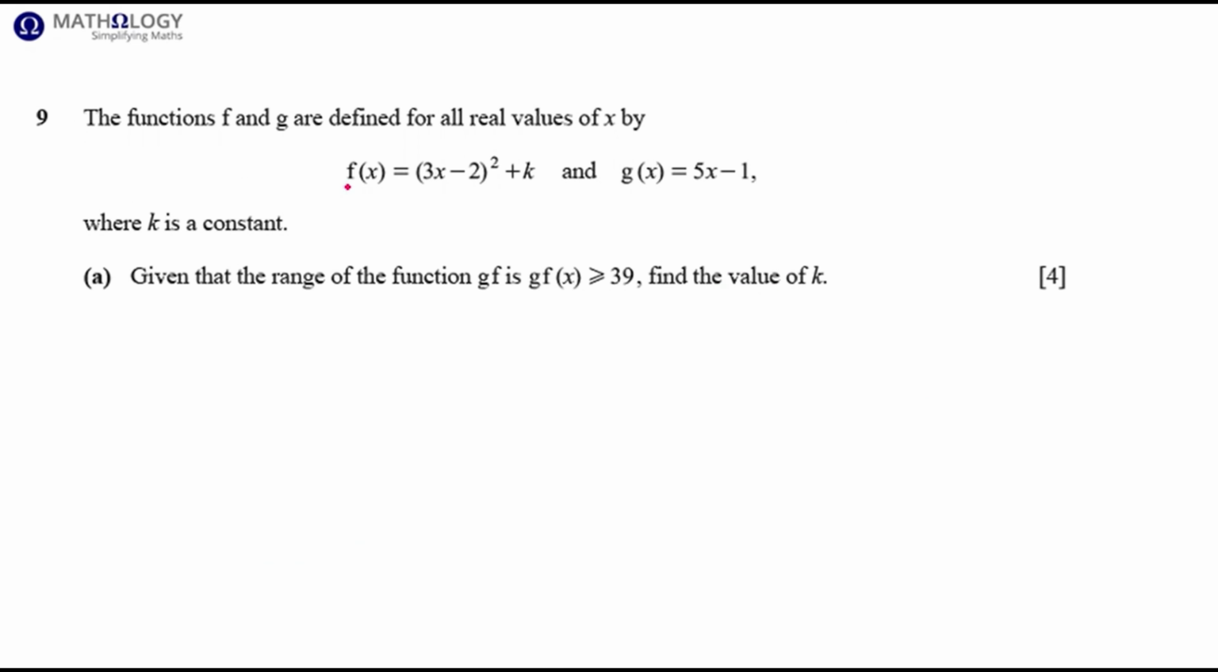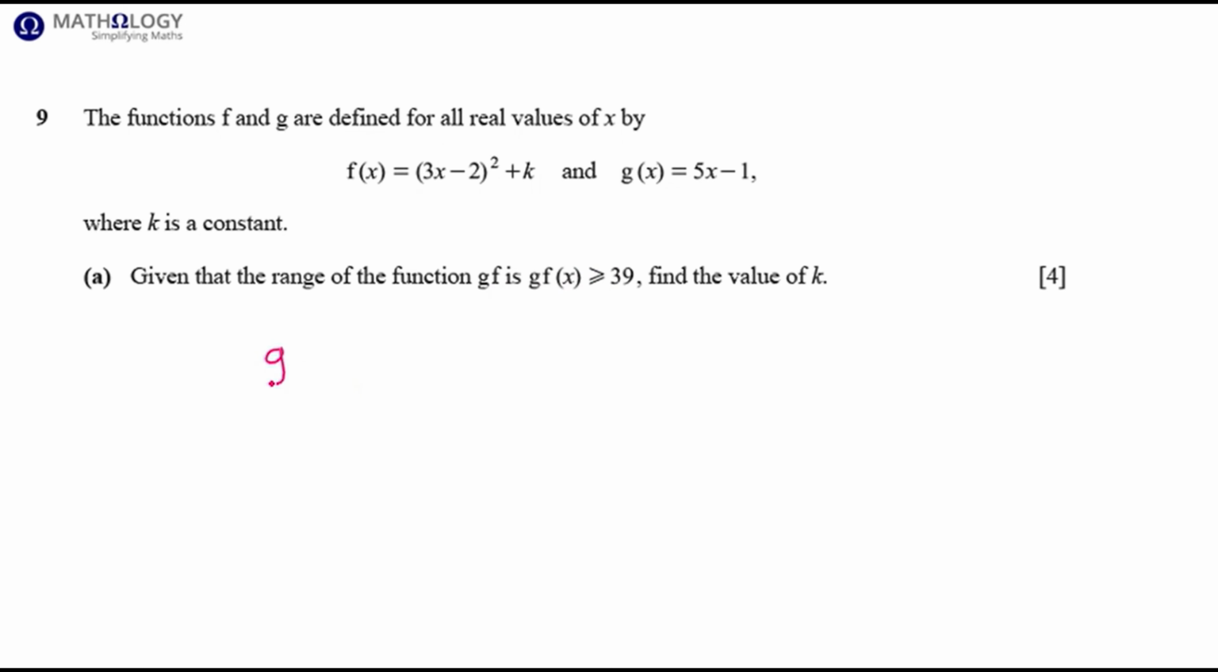Functions f and g are defined for all real values of x by f of x equals (3x minus 2) all squared plus k, and g of x equals 5x minus 1, where k is a constant. Given the range of the function g of f of x is greater than or equal to 39, find the value of k.